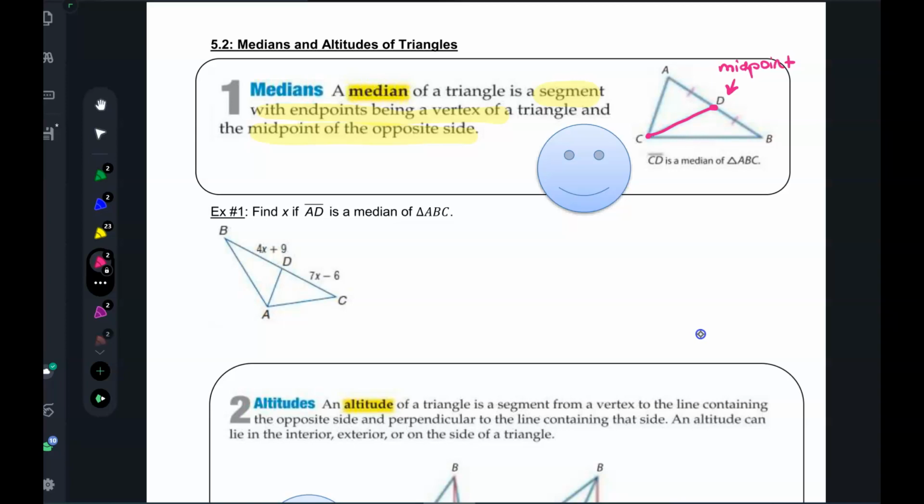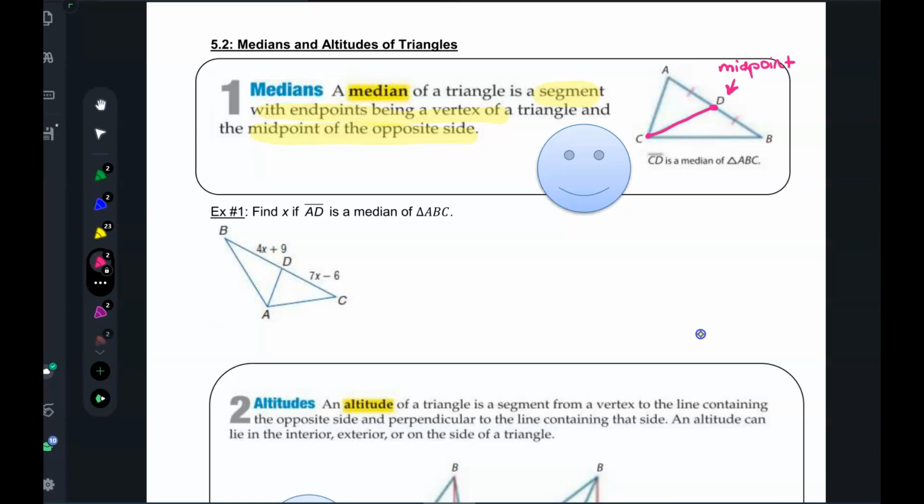Take any triangle. Okay, let's say here's triangle ABC. If I wanted to draw a median, can it be a scalene? Yeah, of course. It could be any kind of triangle. So if I wanted to draw the median from angle B, it has to go from B to what on the opposite side? Midpoint. So I have to find the midpoint, and then draw it. That's all.